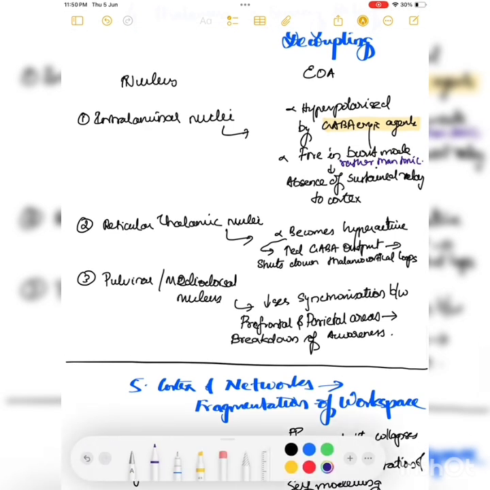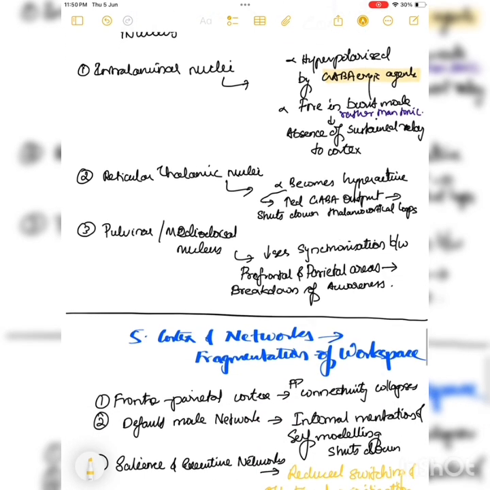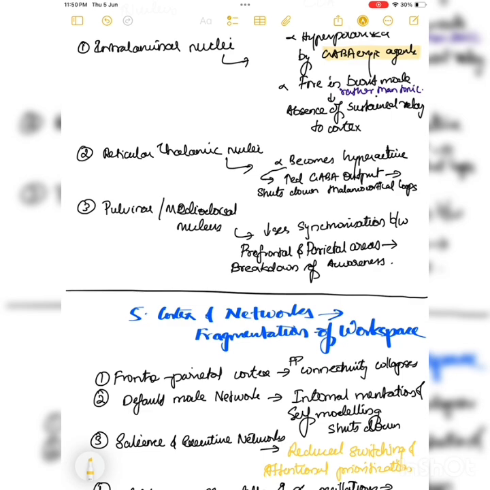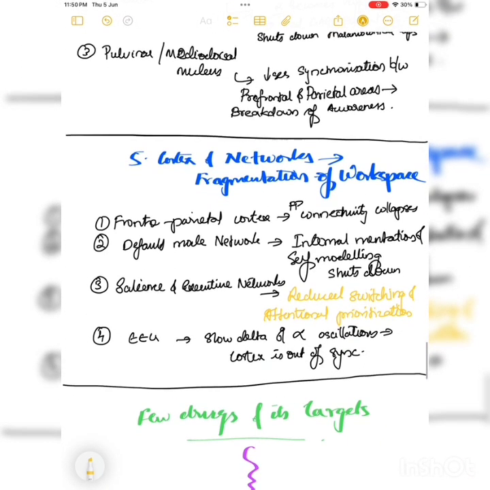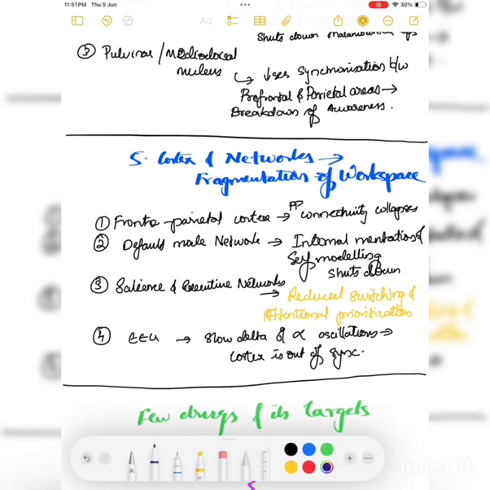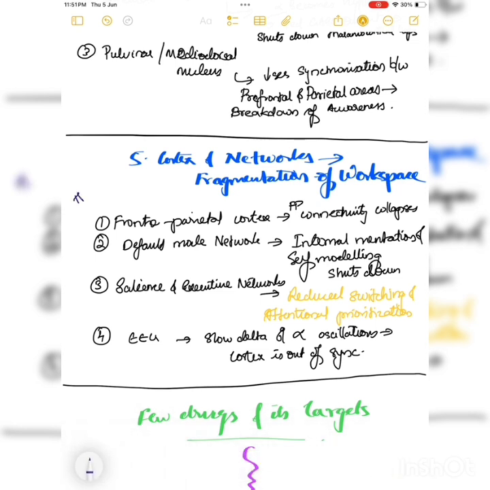In pulvinar or mediodorsal nucleus, there is decreased synchronization between prefrontal and parietal areas, and that can lead to breakdown of awareness. Finally, in the cortex and networks, there is fragmentation of workspace. Okay, so there is a theory called fragmentation of workspace hub. There are two main hubs which are involved in that. They are the thalamocortical hub and the corticocortical hub.